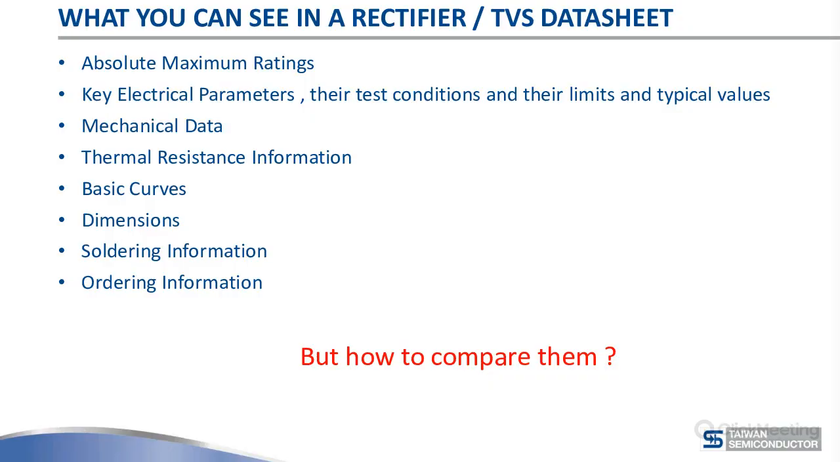Here we go, rectifier or TVS datasheets. What can you see in there, or what information is available? You can always find the absolute maximum ratings. You can always see the key electrical parameters, their test conditions, their limits, typical values. You can see the mechanical data. You can see the thermal resistance information, basic curves, dimensions, solder information, and ordering information.